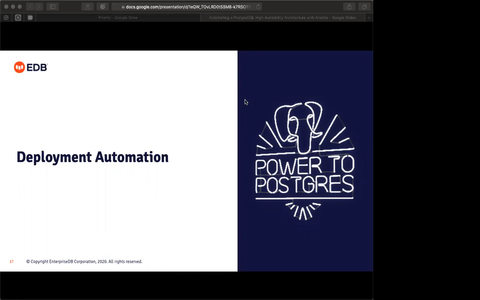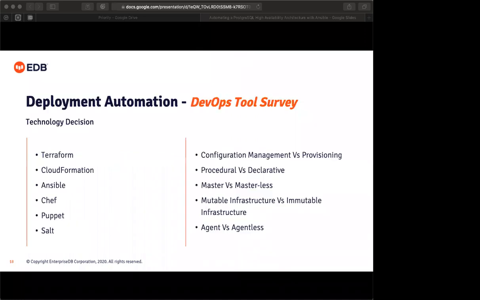Now, the key question is how you can automate these architectures in your environment, right? Because automation is a key thing. For automation, there are many tools available, right? You can use any one of those: Terraform, CloudFormation, Ansible, Chef. But there are some decision factors which you should always keep in mind. Each technology has some trade-offs, some advantages, some disadvantages.